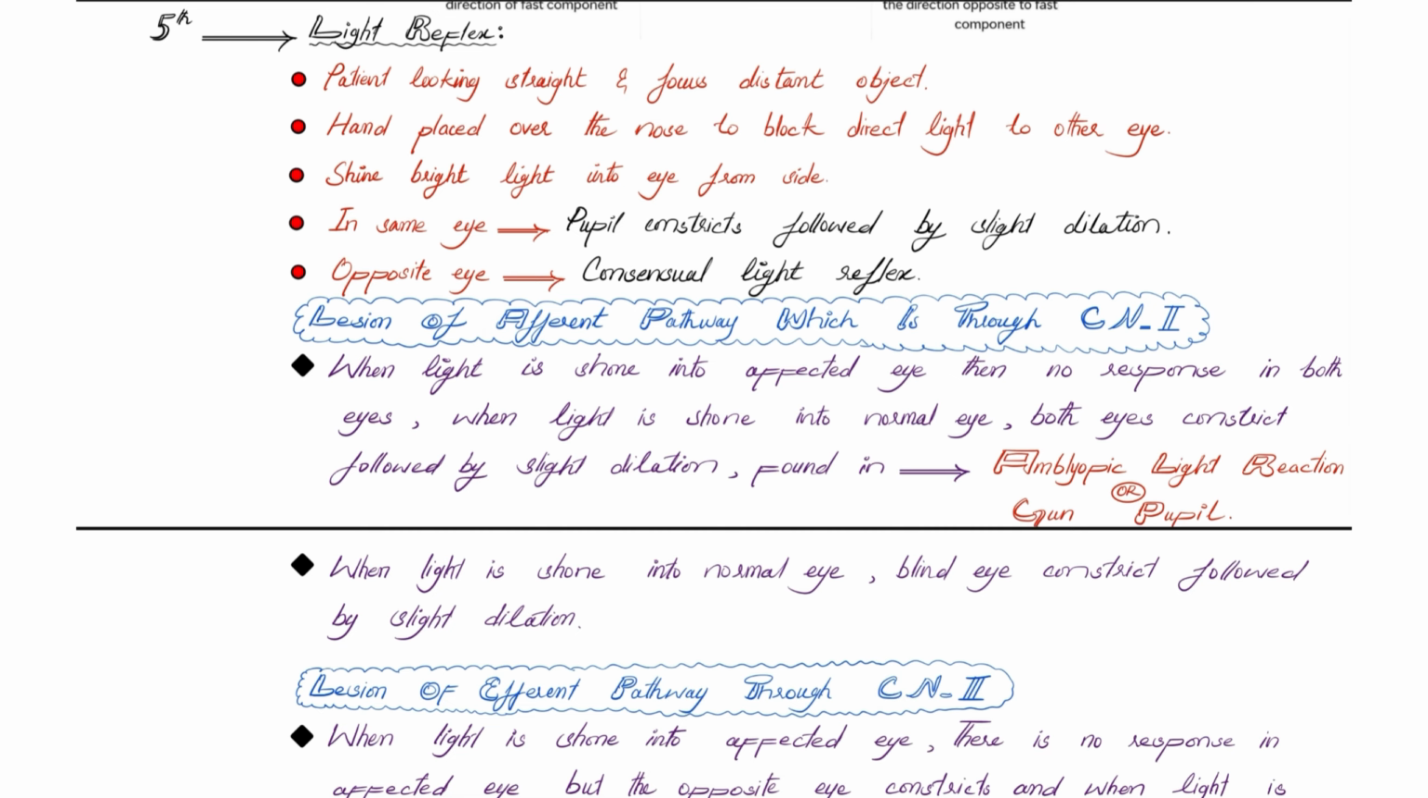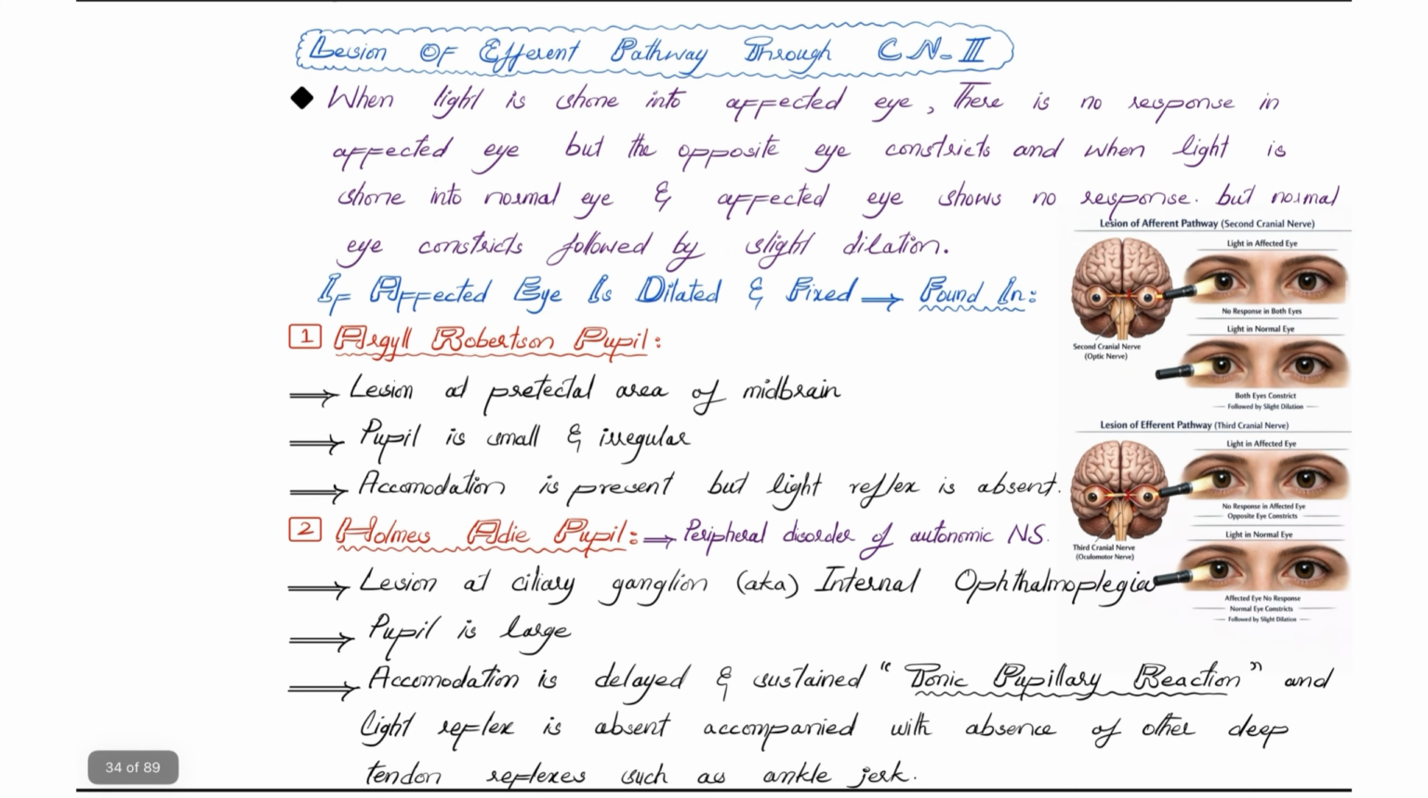If there is lesion of the afferent pathway, which is the optic nerve, then when light is shown into the affected eye, there is no response in both eyes. But when light is shown into the normal eye, both eyes constrict followed by slight dilation, and this is called amblyopic light reaction or Marcus Gunn pupil. But if there is lesion of the efferent pathway, that is lesion to the oculomotor nerve, then when light is shown into the affected eye, there is no response in the affected eye, but the opposite eye constricts, and when light is shown into the normal eye, the affected eye shows no response, but the normal eye constricts followed by slight dilation.